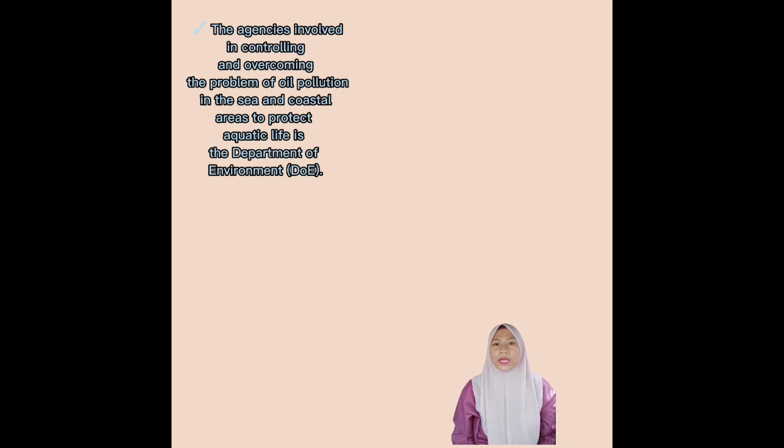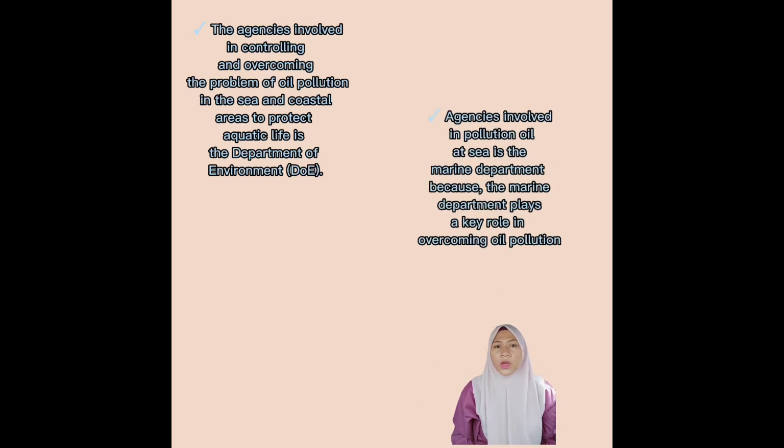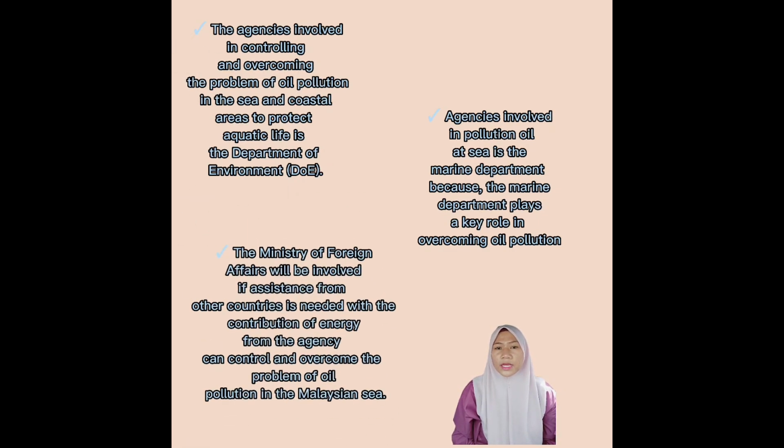Among the agencies involved in controlling and overcoming the problem of oil pollution in the sea or coastal areas to protect aquatic life is the Department of Environment, which is under the Ministry of Environment and Water and has overall responsibility for oil spill response. In addition, another agency involved in oil pollution at sea is the Marine Department. This is because the Marine Department plays a key role in overcoming oil pollution. The Ministry of Foreign Affairs will be involved if assistance from other countries is needed. With the contribution of energy from the agencies, we can control and overcome the problem of oil pollution in the Malaysia Sea and can protect marine or aquatic life.